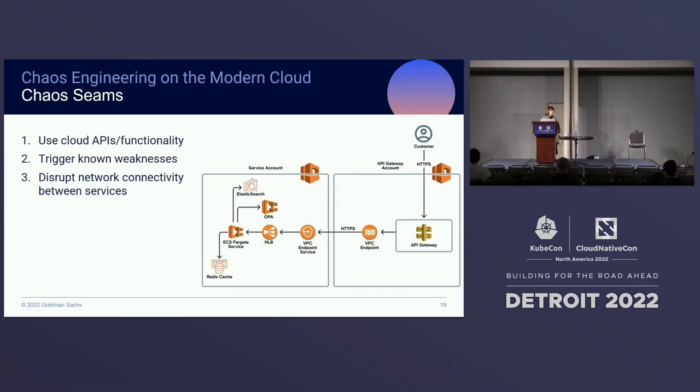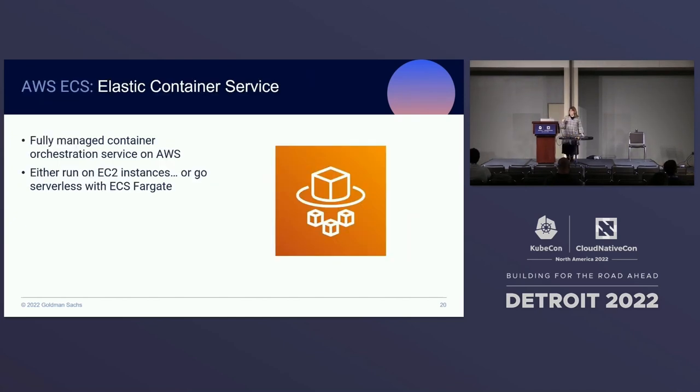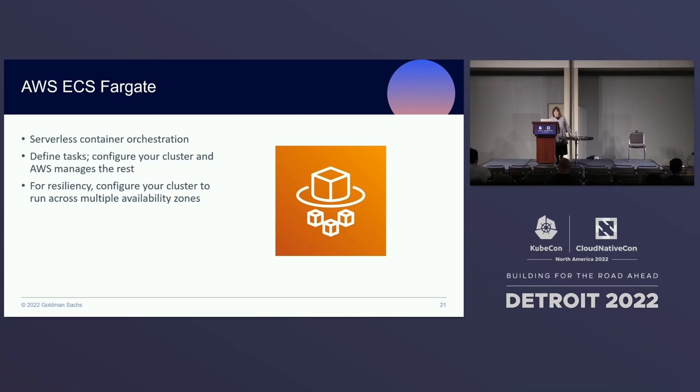That was the thing we decided to start with because it's relatively simple. So what is AWS ECS? It's Elastic Container Service, fully managed container orchestration on AWS. You can either run on EC2 instances, in which case it's not fully managed and you have access to the underlying machines, or you can go serverless with ECS Fargate. ECS Fargate is serverless container orchestration. You just define your tasks, a task being like a pod in Kubernetes. And then for resiliency, you obviously want to configure your cluster to run across multiple availability zones in AWS.